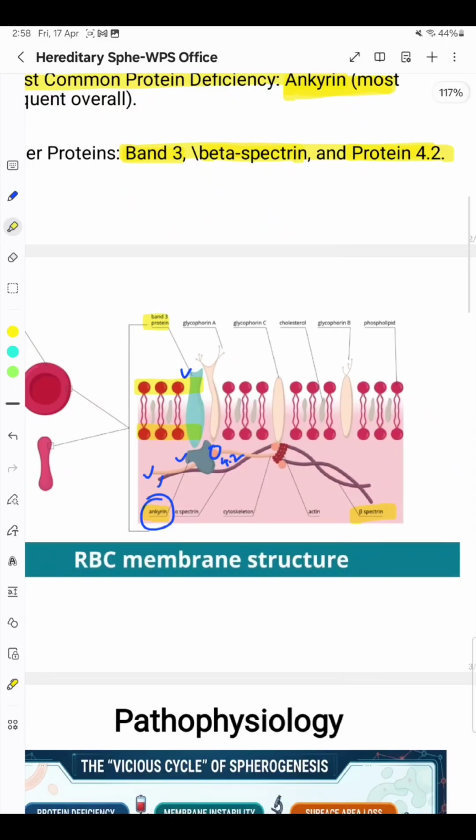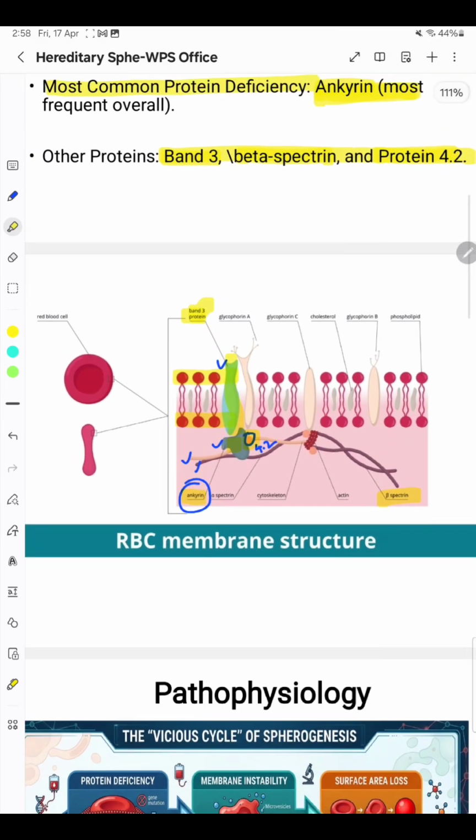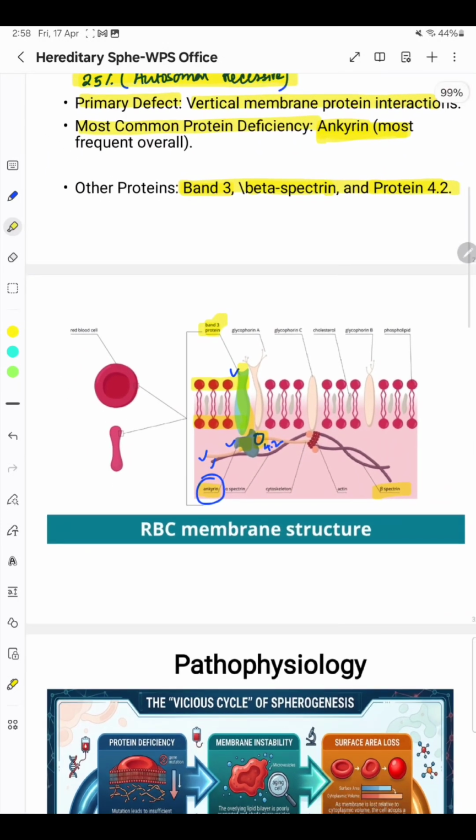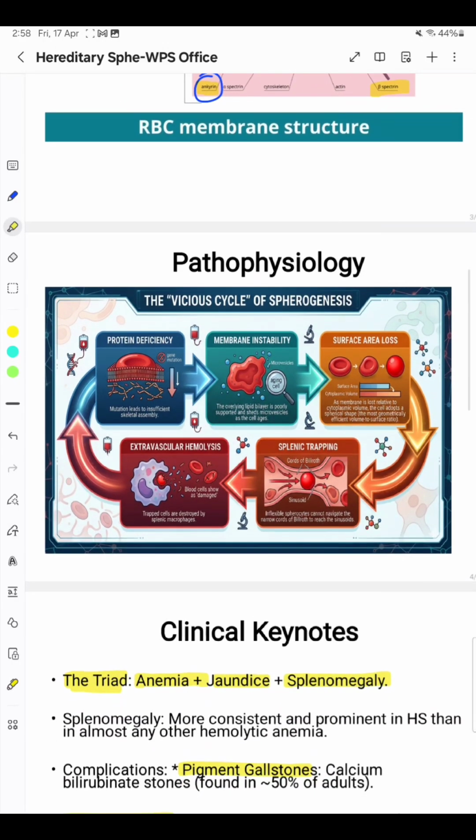So this is the diagram of the RBC membrane structure, in which there are certain proteins like spectrin, with its two chains, alpha and beta. This is ankyrin, this is protein 4.2, and this is the band 3 protein. These proteins are essential for the membrane stability, or structural stability, of the RBC membrane.